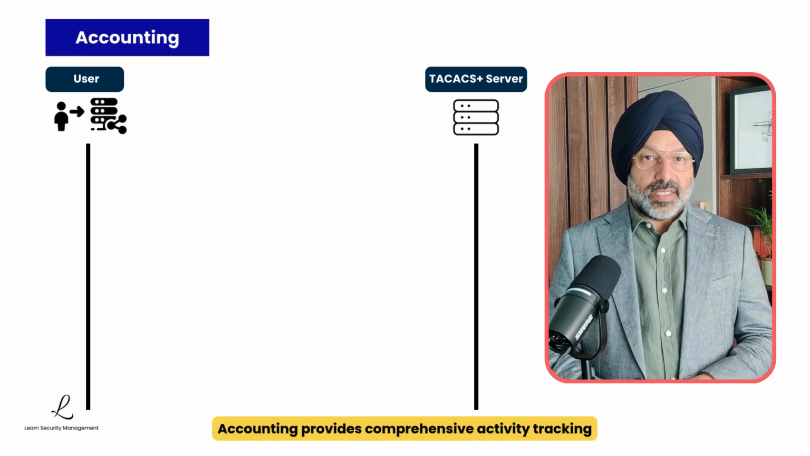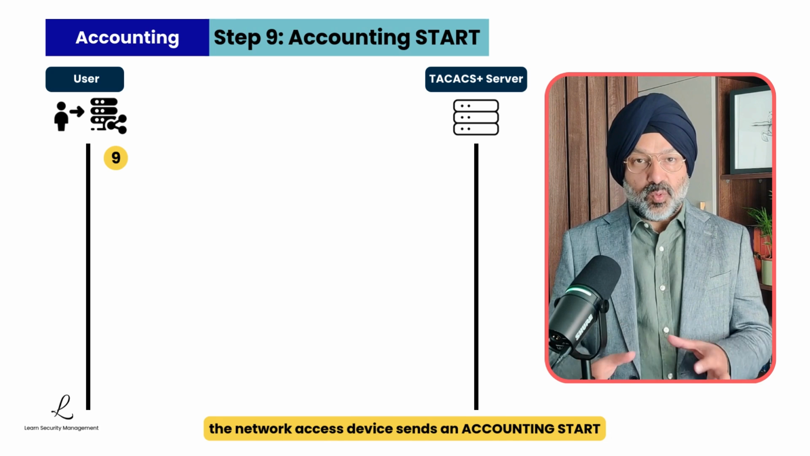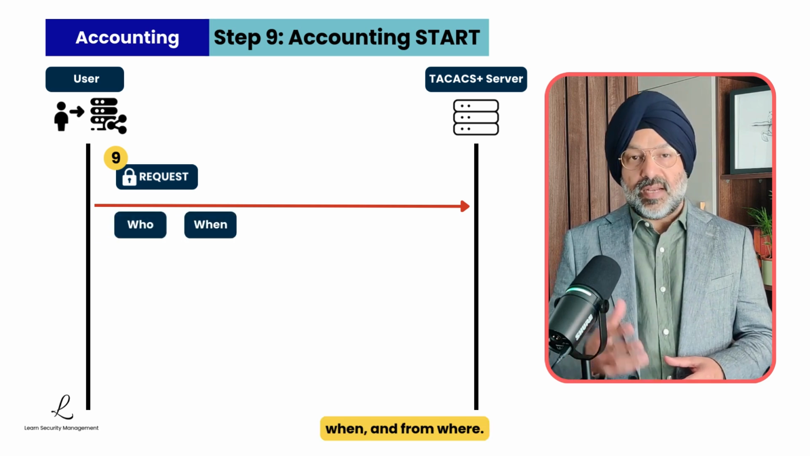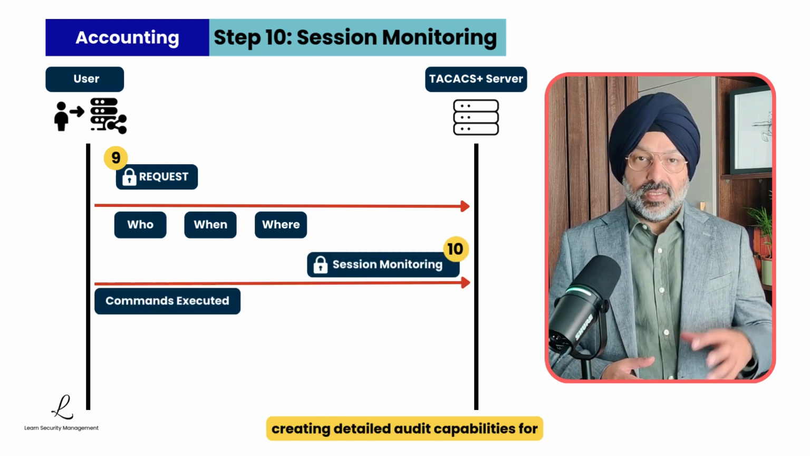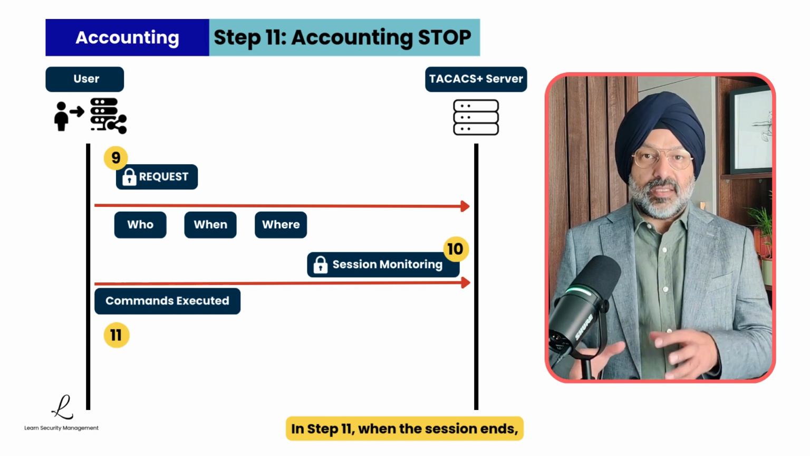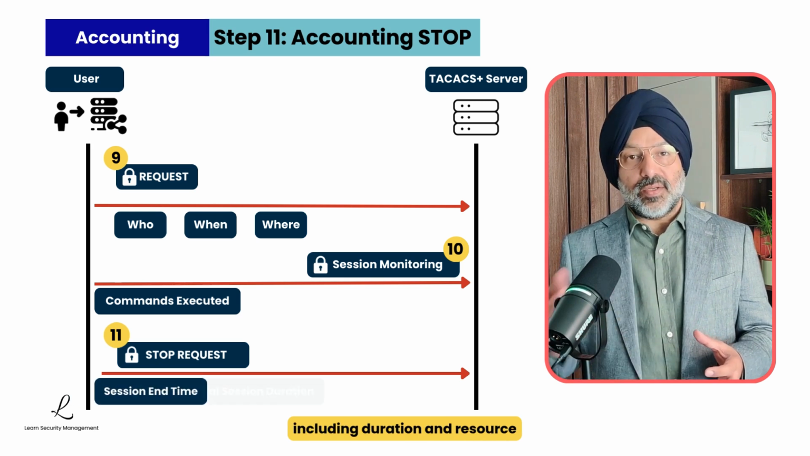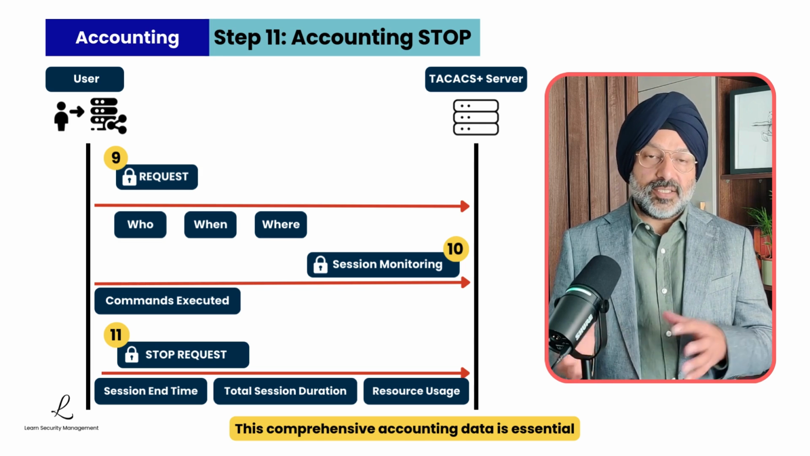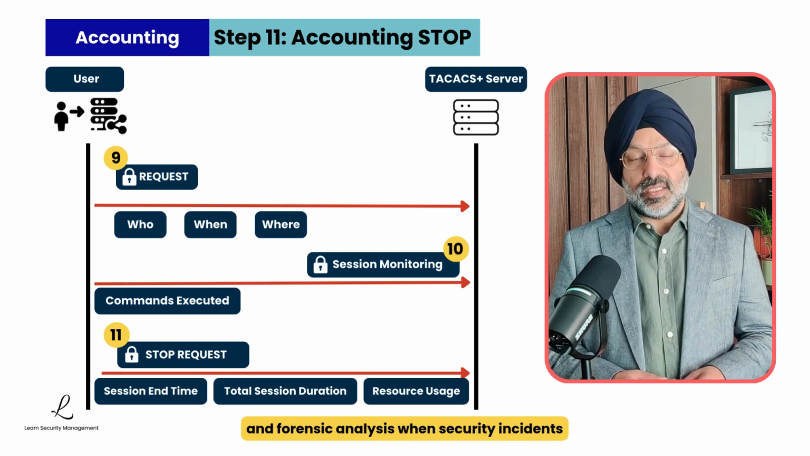Accounting provides comprehensive activity tracking throughout the user session. In step 9, when a session begins, the network access device sends an accounting start request that records who logged in, when, and from where. During the session in step 10, the system can track every command executed, creating detailed audit capabilities for administrative activities. In step 11, when the session ends, a final stop request captures the complete session information, including duration and resource usage. This comprehensive accounting data is essential for security monitoring, compliance reporting, and forensic analysis when security incidents occur.